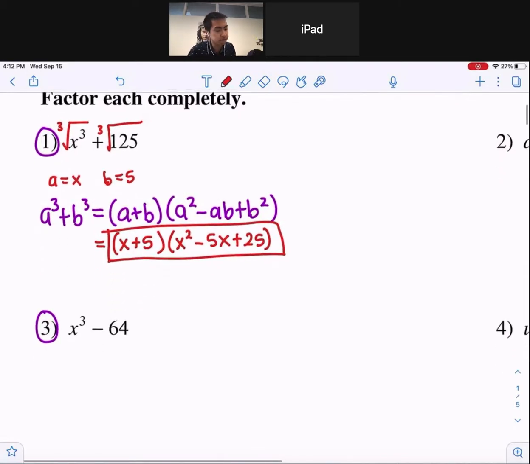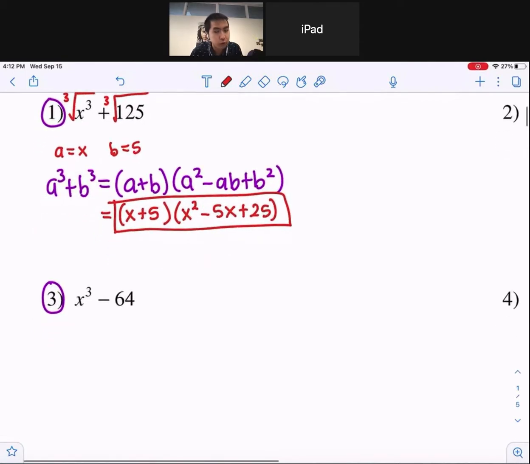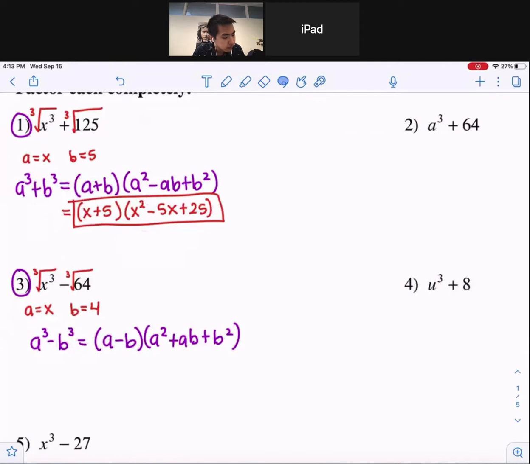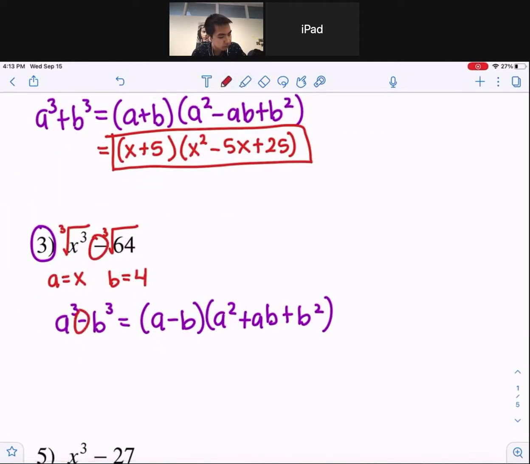Let's do number 3. Two terms, and they are both perfect cubes, so we can take the cube root of both of them. The cube root of x to the third is x. X times x times x is x to the third. The cube root of 64 is 4. 4 times 4 times 4 is 64. So those are our a and our b. Now we're going to use the formula. We have to use this one now because there is a minus sign in between.